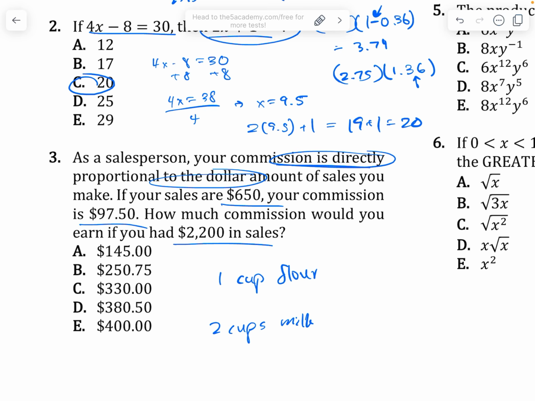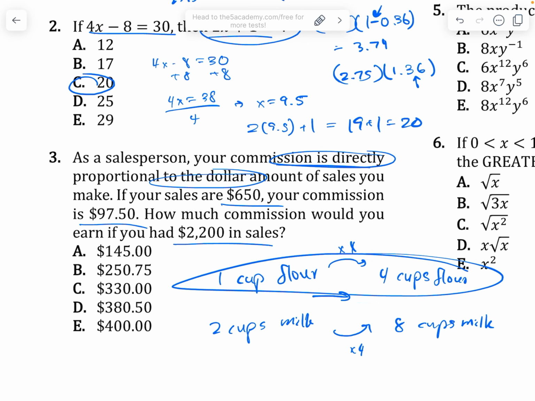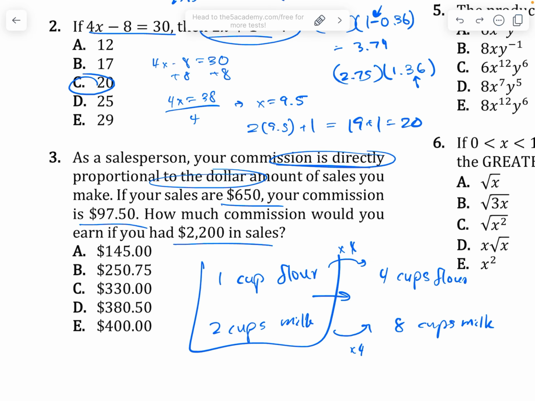And then let's say you want to increase the quantity because you have a lot of guests coming and you want to up that to 4 cups flour. You notice that I went times 4 here, so I have to also go times 4 here on the other parts of the recipe. So that gives you 8 cups milk. Same principle here, okay? The ratio of 1 to 4 is the same thing as 2 to 8, or 1 to 2 is the same thing as 4 to 8, right? It's a ratio of half.